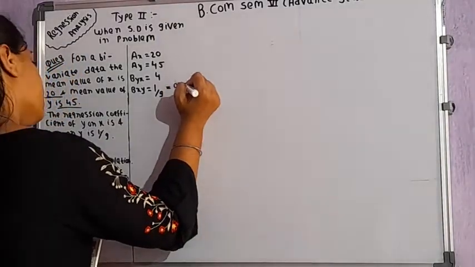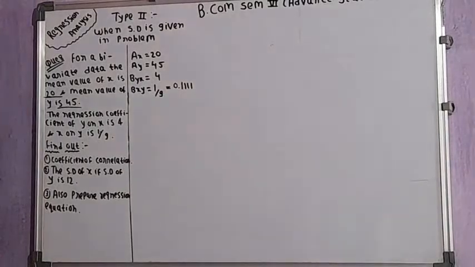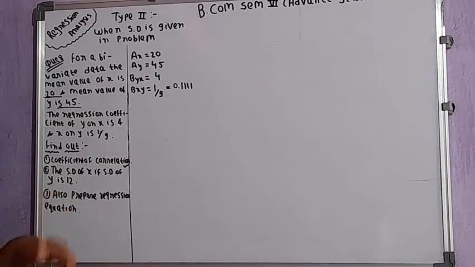So 0.1111. This way we have written what information has been given in the problem. Now what do we have to find out? We have to find out the coefficient of correlation. After that we have to find out the standard deviation of x if the standard deviation of y is 12, and after that we have to prepare the two regression equations, that is x on y and y on x. So first of all, let's start with the calculation of the coefficient of correlation.